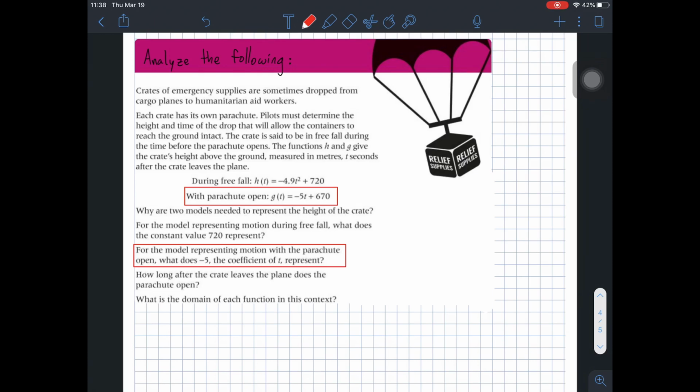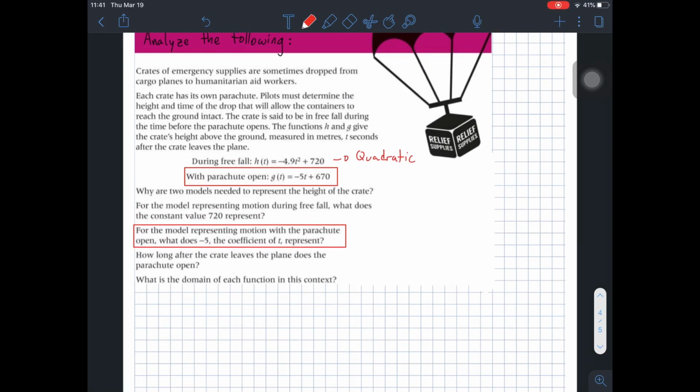The functions h and g give the crate's height above the ground, measured in meters, t seconds after the crate leaves the plane. So we first have an equation for the free fall before the parachute opens. If you see, this is not a linear model, this is a quadratic model. That's why we're not answering this part yet, because we're going to see quadratic models later on. Okay, so the second part, with the parachute open, once the parachute opens, this crate falls following a linear model. You should already be able to identify this as a linear model. You see that this is written in gradient intercept form, right?